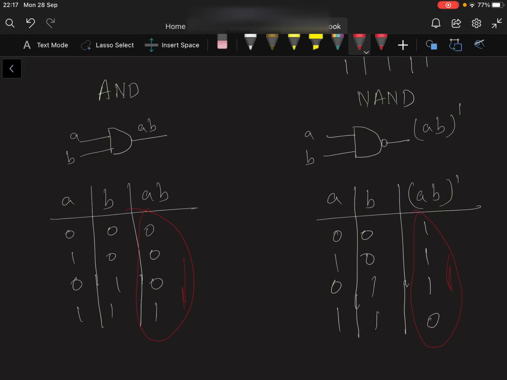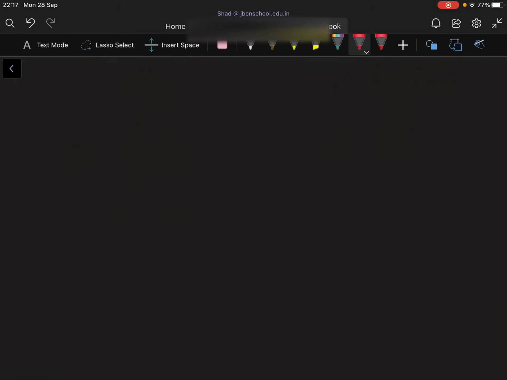So let's see something more. Now let's draw one circuit and see how it works. What input A and B will give in the AND gate is AB. So the output of AB with a NOT gate will give you AB complement, right?